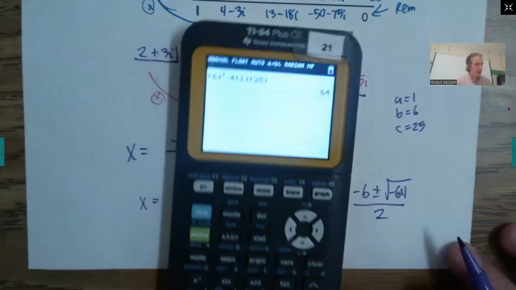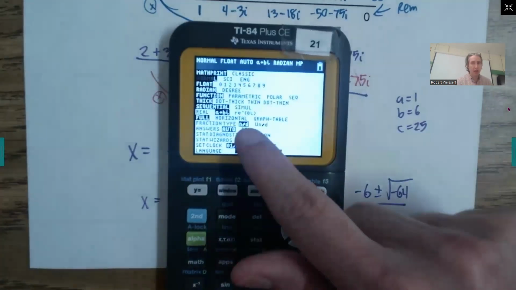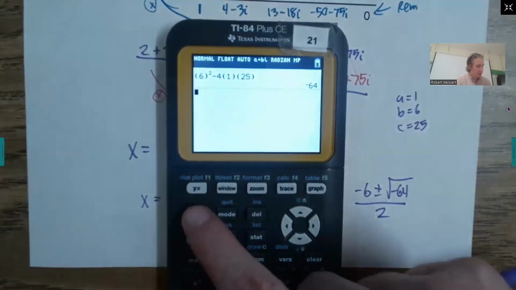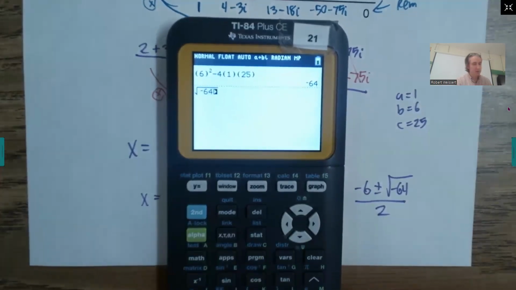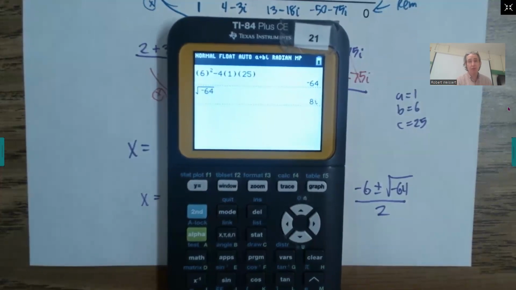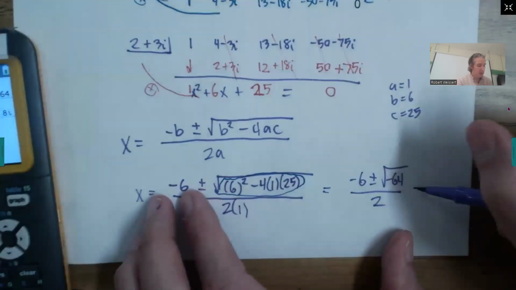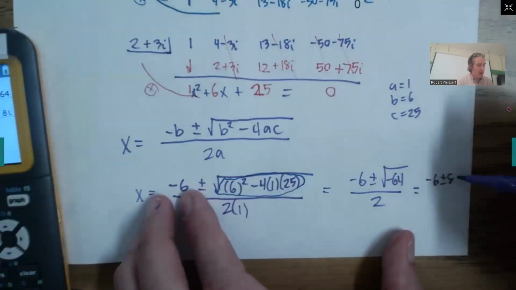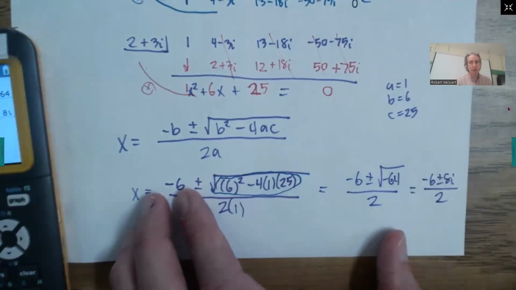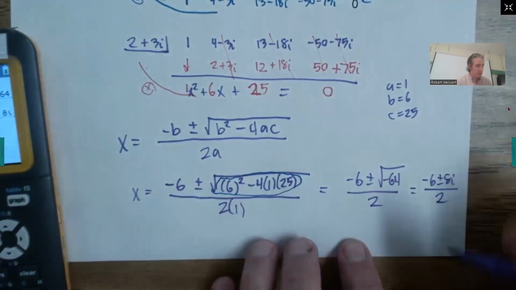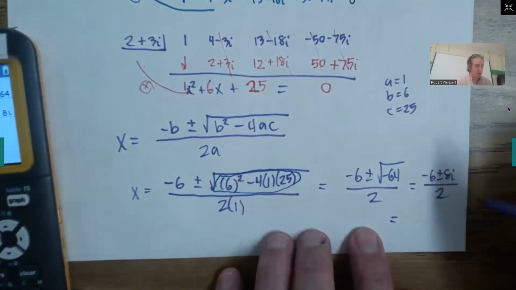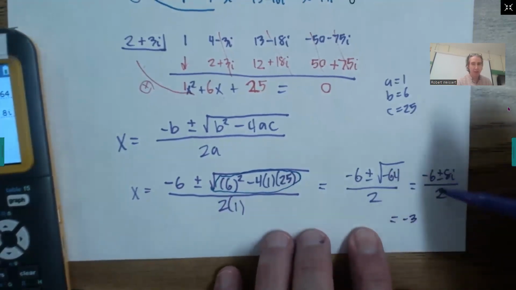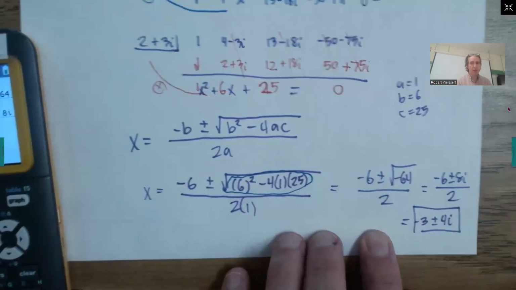You can square root 64. That's 8. In fact, if you're in a plus bi mode, you can actually square root negative 64. I didn't tell you this in the other lesson, but if you square root the negative 64, it'll give you 8i. So this is going to end up becoming negative 6 plus or minus 8i, all divided by 2. Since both 6 and 8 are divisible by 2, your other complex solutions are going to be negative 3, because that divides by 2 to get 3, plus or minus 8 divided by 2 is 4i. These are your other complex solutions.